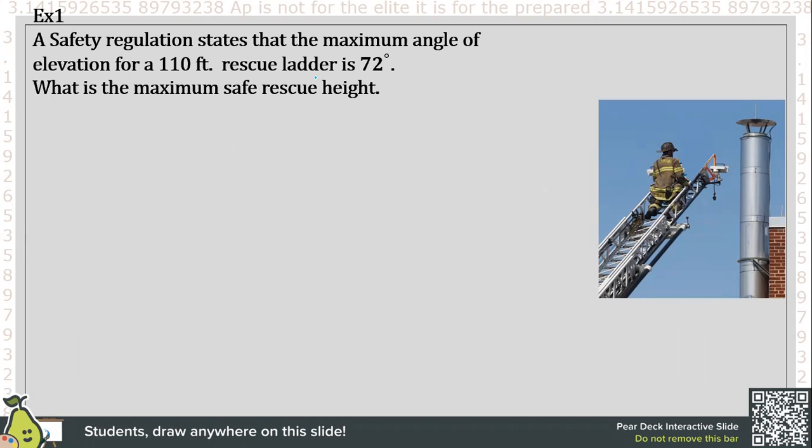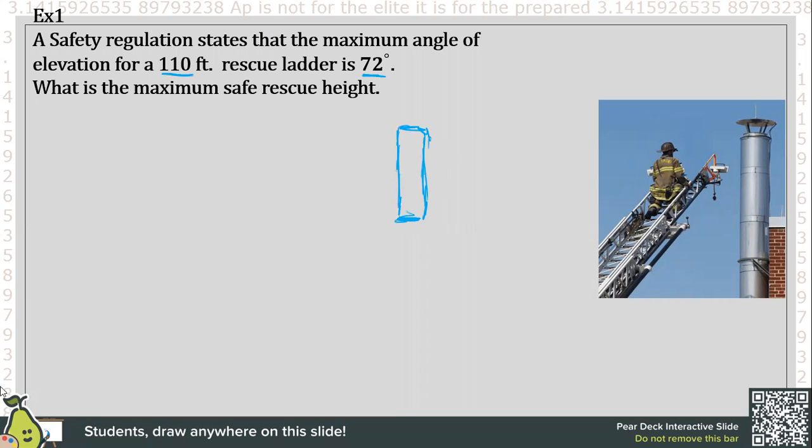Okay. So we have here that there is a ladder, and the maximum angle in this 110 feet ladder is 72 degrees. We want to find what is the max height. So what I'm going to go ahead and do is draw some scenario. So I guess like a building or something.